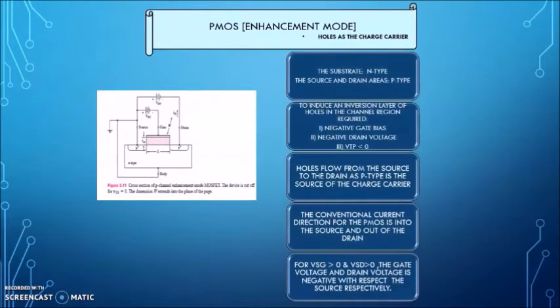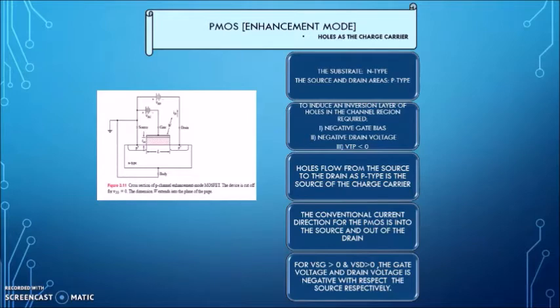First we go through the enhancement mode. The charge carrier for PMOS is holes. The substrate of PMOS is N-type. The source and drain areas are P-type. In order to induce the inversion layer of holes in the channel region, there are specifications required, which are a negative gate bias, a negative drain voltage and a negative threshold voltage VTP.